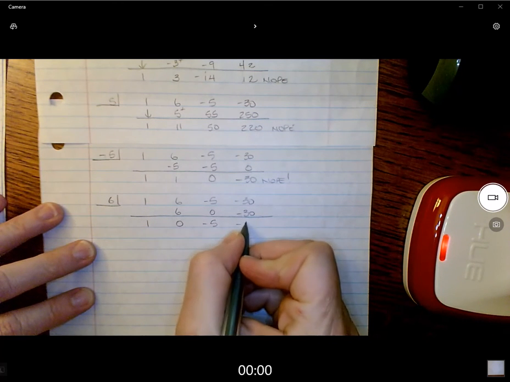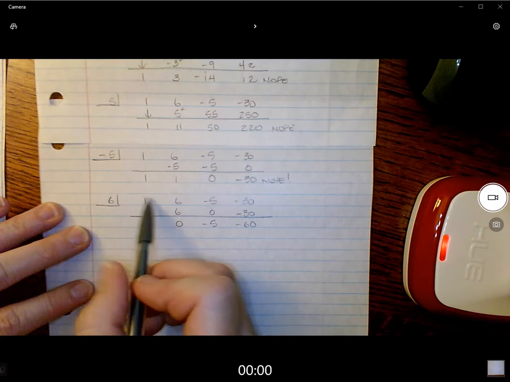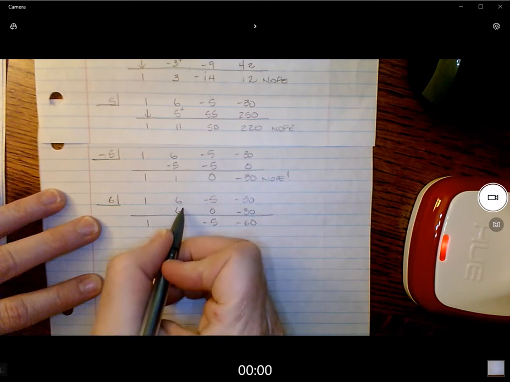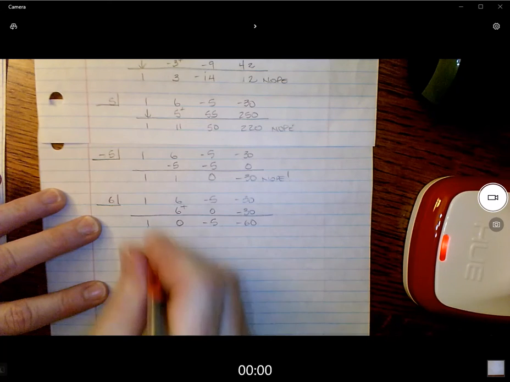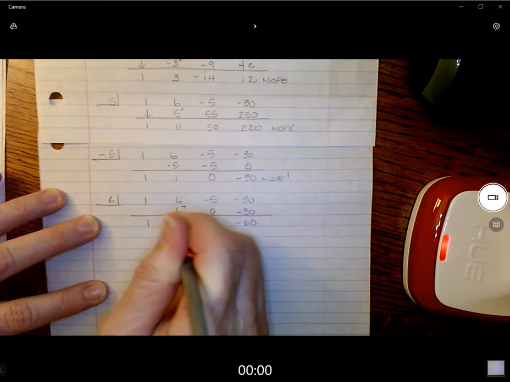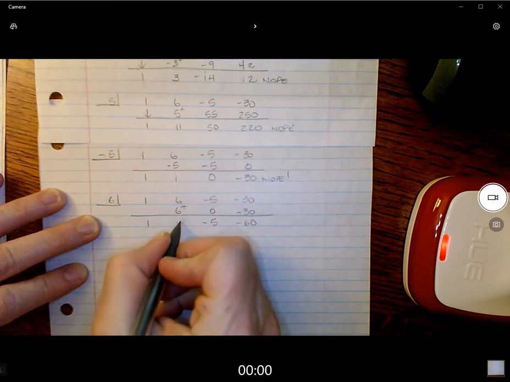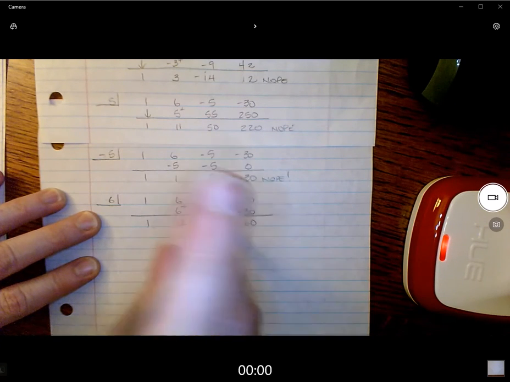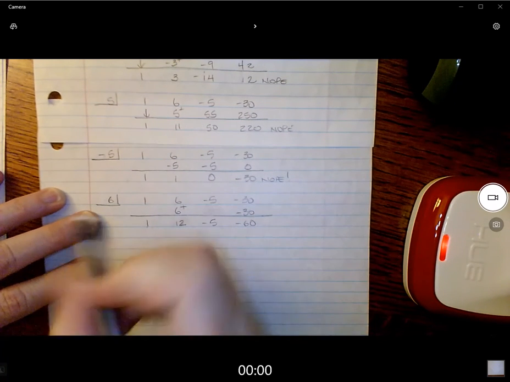So I'm going to have negative 60, right? Did I get that right? Let's just double check. 1 is down here. 6 times 1 is 6. 0. Oh, no, that is not correct. That was wishful thinking. Okay, 6 plus 6 is 12. 6 times 12 is 72. Well, this is even worse, probably.